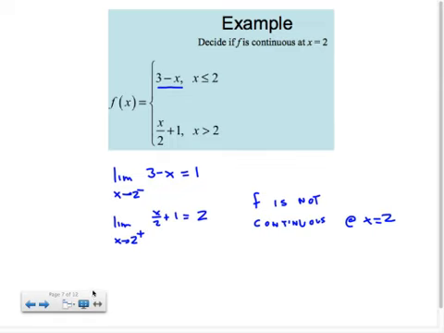What would I see on the graph? I would see a jump discontinuity. At the left, I'd be approaching 1, and from the right, I'd be approaching 2.